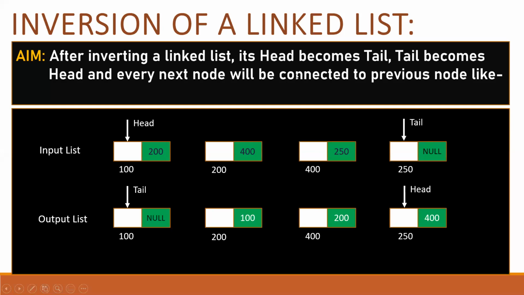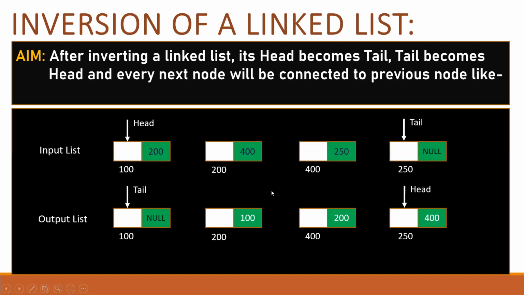After inverting a linked list, its head becomes tail and tail becomes head. For example, this is the input list where there are four nodes. Node number one is the head node, and its address is 100. The second node is connected to the first node because the address of the second node is stored in the next field of the first node. Similarly, the address of the third node is stored in the next field of the second node, and so on. So the node which contains the value null in its next field will definitely be the tail node. So there are four nodes: the head node, the tail node, and two intermediate nodes.